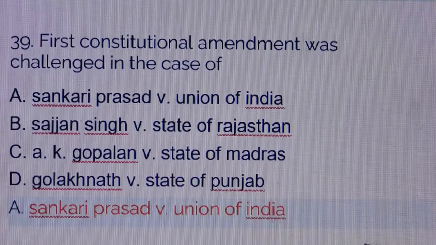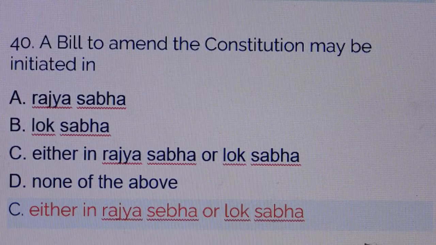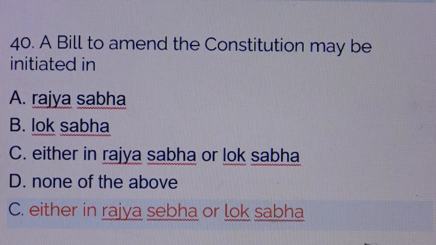Question number 39. First constitutional amendment was challenged in the case of. Answer is option number A, Shankari Prasad versus Union of India. Question number 40. A bill to amend the Constitution may be initiated in. Answer is option number C, either in Rajya Sabha or Lok Sabha.